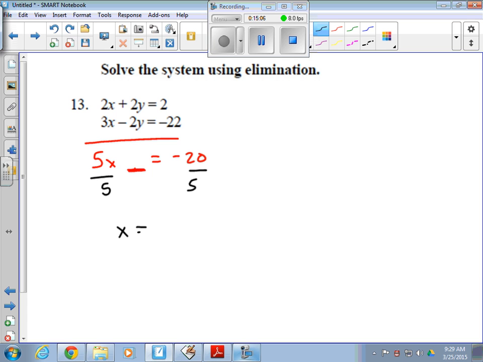x equals, a negative divided by a positive is a negative. 20 divided by 5 is 4. x's value is negative 4. Take that value to find what y is. Take one of the other equations. Use the first one if they look the same.